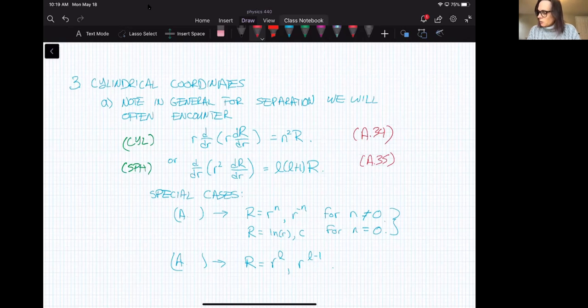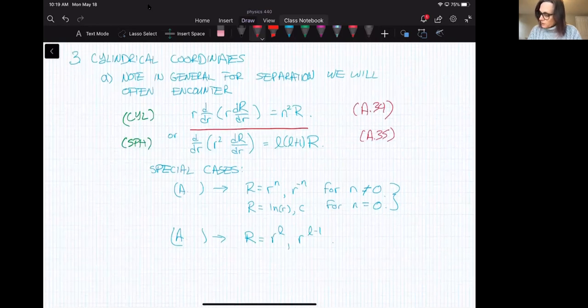In the case of cylindrical coordinates, where here r we'll take as rho, you'll have r d/dr of r dR/dr equal to n squared R. So we'll often see that. And in spherical coordinates, we've just seen you have d/dr of r squared dR/dr equal to l times l plus 1 times R. Okay, so we're going to run into that a lot.